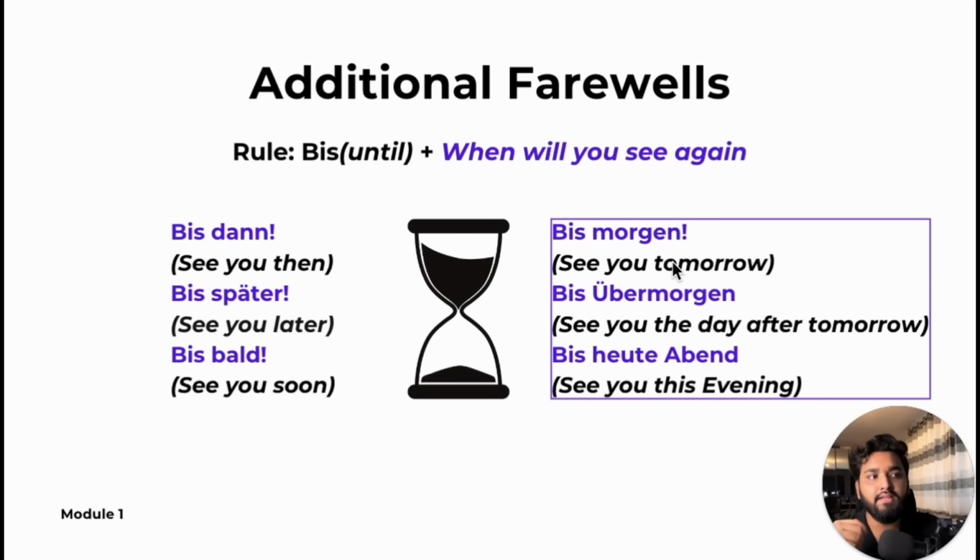Bis morgen means see you tomorrow. Bis übermorgen means see you the day after tomorrow. Bis heute Abend means see you this evening. You got the point, right? You can just start with bis and then add when you want to meet the person again. Next, go to the next slide.